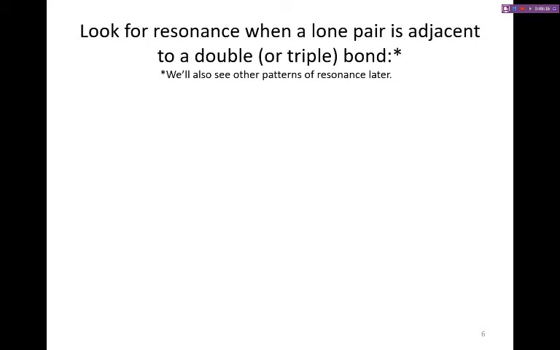There are some patterns to look for when trying to determine whether or not resonance can exist. One of these patterns is looking for a lone pair that's adjacent to a double or triple bond. So in other words, if we have a molecule with elements X, Y, and Z, element X has a lone pair on it, and then it's adjacent to a double bond or a triple bond, then we can draw a resonance structure that would look like this.